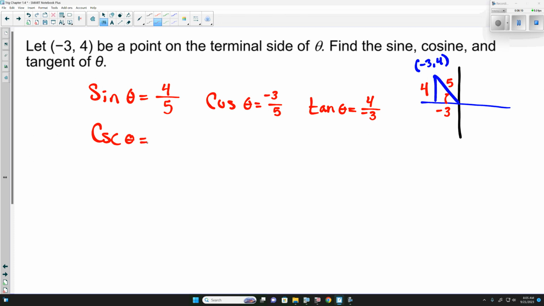It didn't ask for it, but cosecant would be 5 over 4. Secant of theta is -5 over 3. And cotangent of theta is negative. So -4 over 3 for tangent is the same as 4 over -3. They're the same, it's just the placement of the negative. I have a habit of putting it with the numerator, I just didn't do it on the first one. Questions on this?